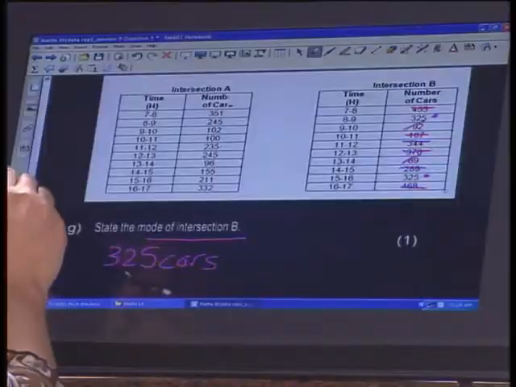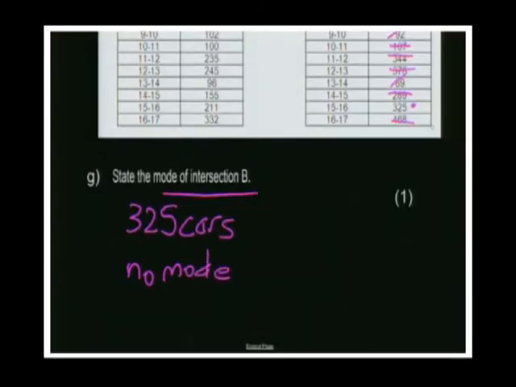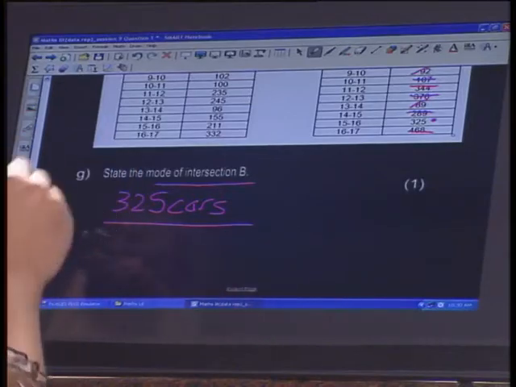Remember, I told you if there is no mode, that is an answer. So let's assume one of those were 326. Then my answer would be no mode. And all you would do is actually write in here, no mode. That would be a correct answer if there was no mode. In our case, we do have a mode, so we write it in. And if we had more than one mode, we can have more than one, and all you do is write 325 cars and whatever your second number is. So you can have more than one mode.